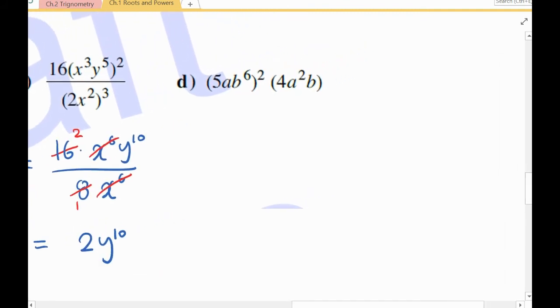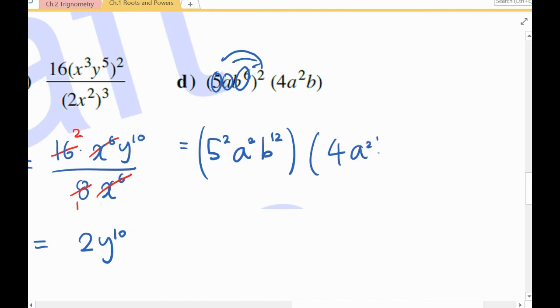Next question, you have 1, 2, 3 items, and you're going to distribute this exponent inside the bracket. Then 5 squared, a squared, b, 6 times 2 is 12, and 4a squared b.